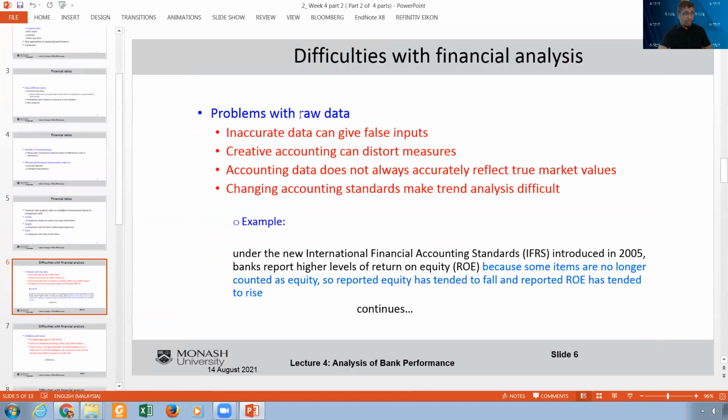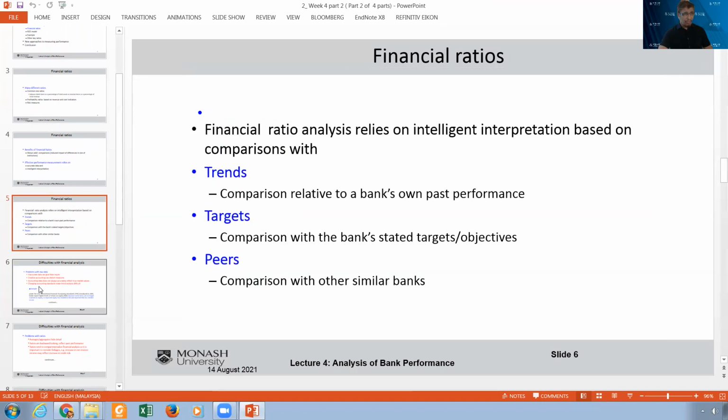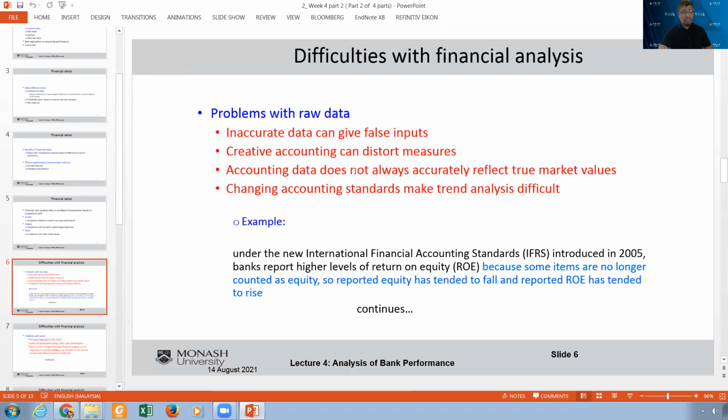So we have also problems with data. Even if we have this interpretation, we have a problem with data. The problem actually with data is, if we have inaccurate data, which means false inputs, we can also have a false output.